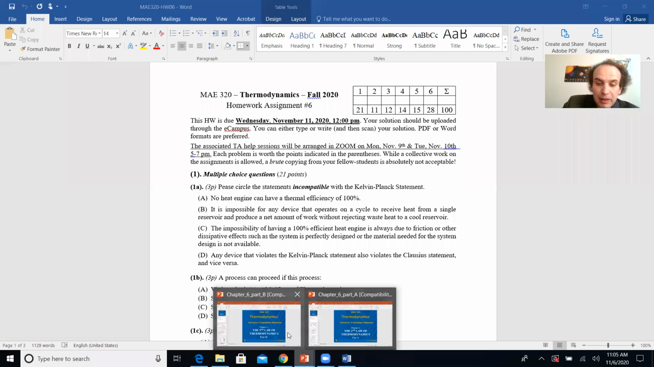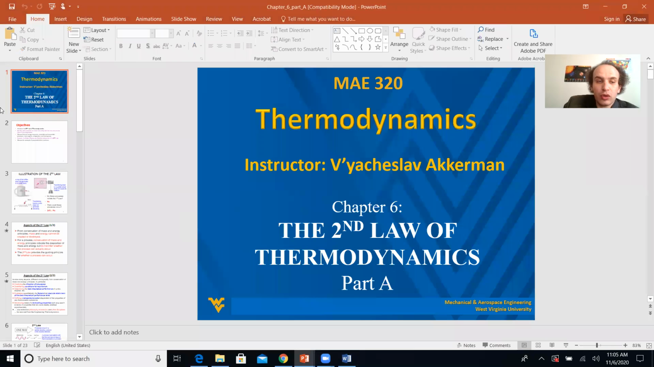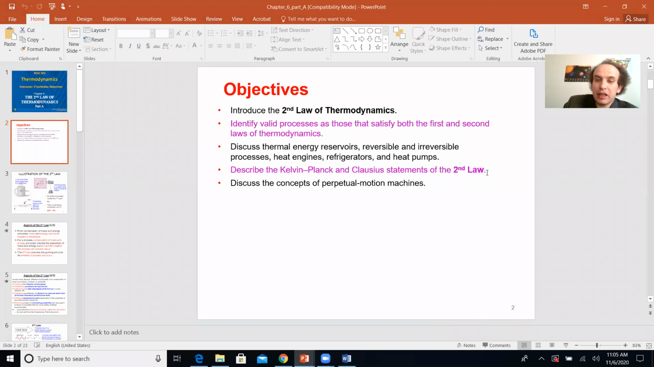Now, let's proceed. So what is our current stage? I recall we went through part A of the slides. I believe what you see on the screen now is more or less trivial for you. You know the power cycle, the refrigeration cycle and the heat pump cycle. You know the basics of the second law, at least you think you know. You know the Kelvin-Planck and Clausius statements, right? So basically, I would say we qualified the second law. You know what it is about, and what may happen and what may not.